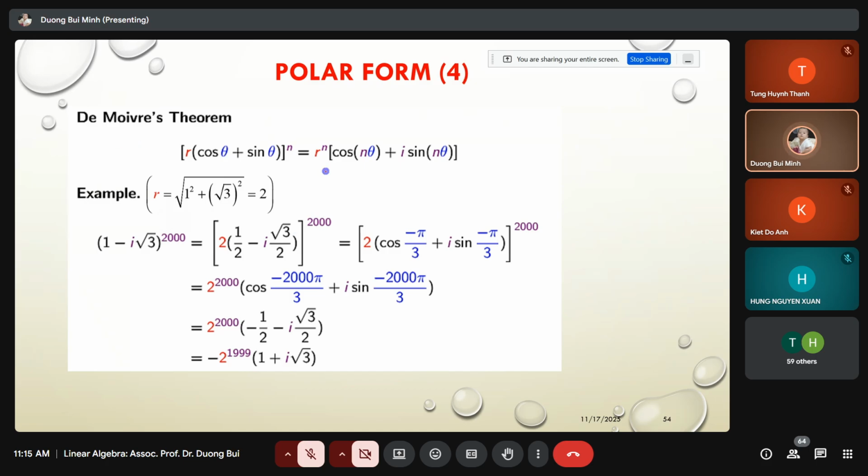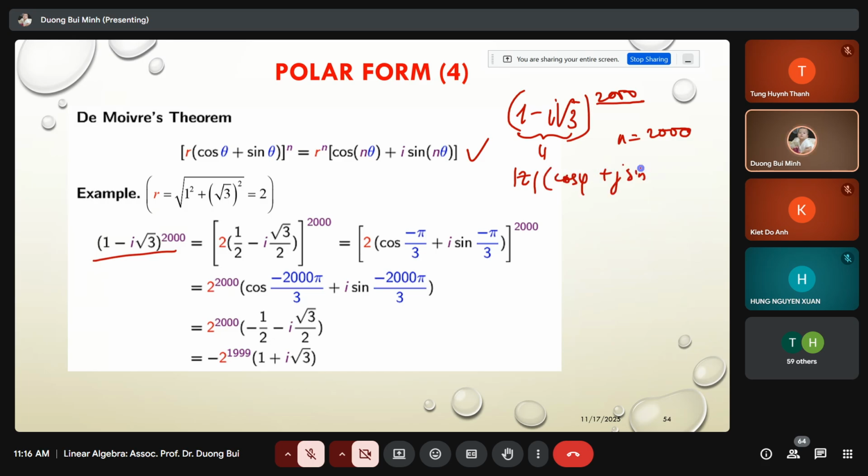We apply De Moivre's theorem. Here is an example. We would like to calculate (1 minus i square root of 3) to the power of 2000. This is n, right? So n is 2000. So you need to modify 1 minus i square root of 3 to become polar form. That means z(cosine phi plus j sine phi).